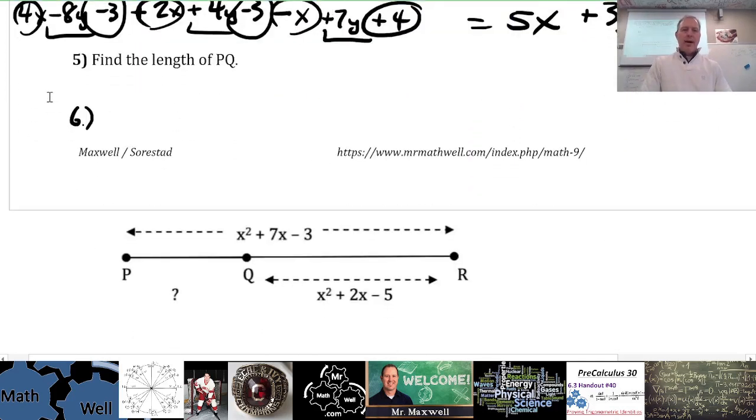Okay, we've got 2 more left, guys. 2 more left here in this paper. So you guys are doing great.